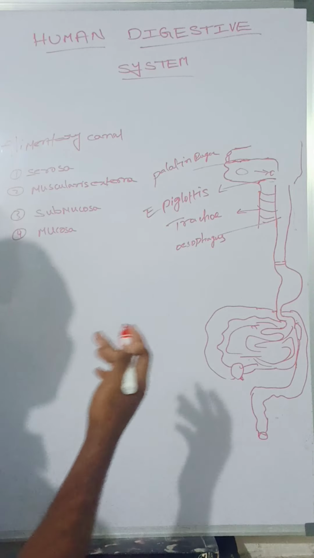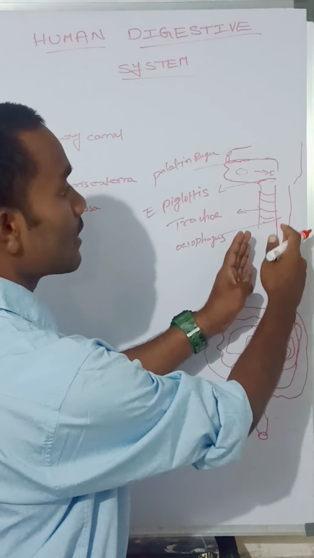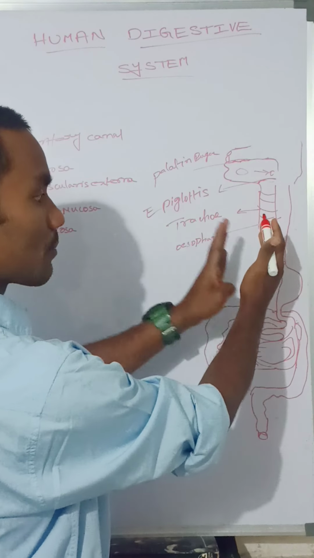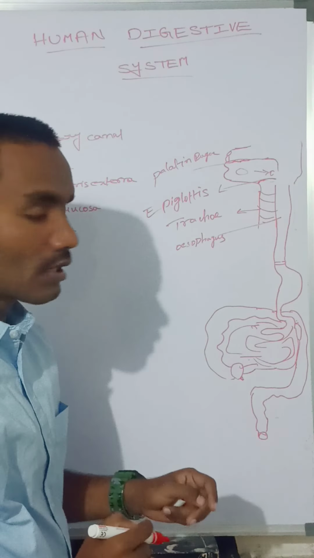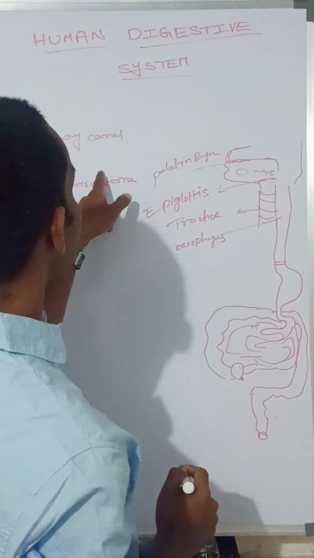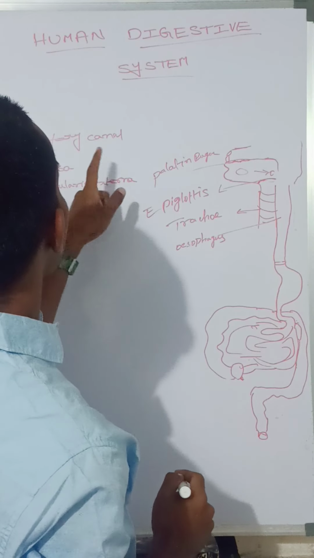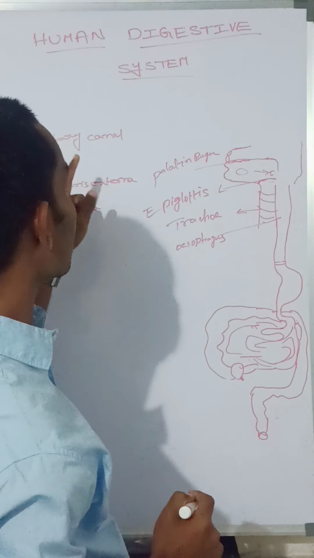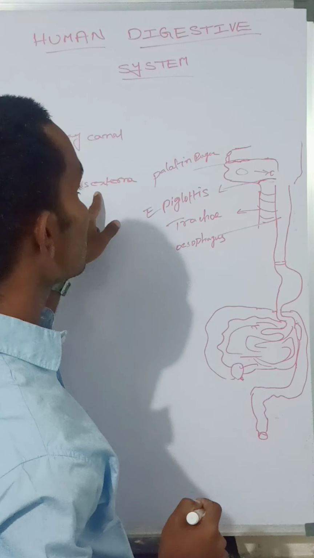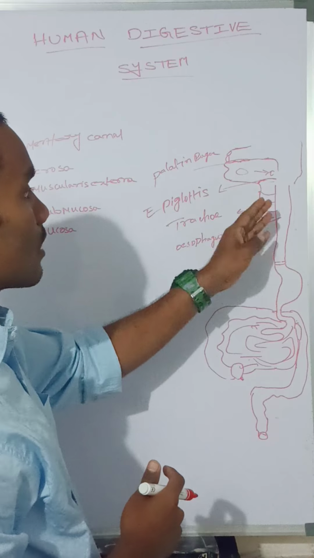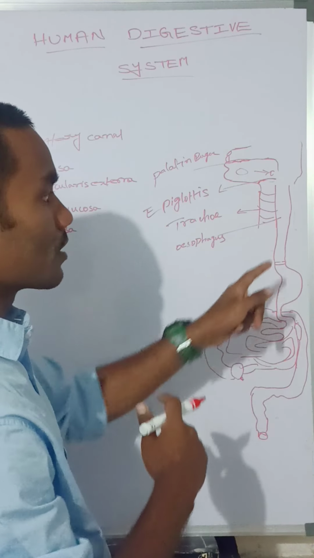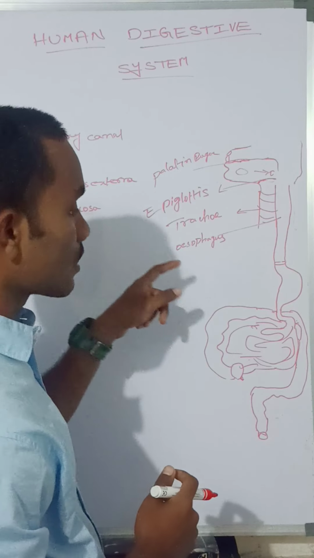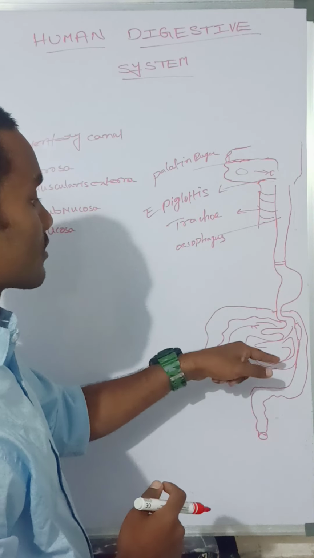From outside, what is the layer present outside of the alimentary canal? Serosa. Then after muscularis externa. Then after submucosa and mucosa inside. This serosa is made up of smooth connective tissue. Muscularis externa is muscles, while the food gets the peristaltic movement by these muscles only. And submucosa and mucosa are also connective tissues.